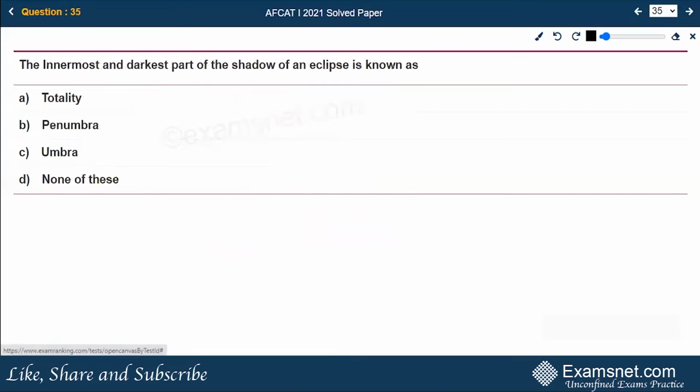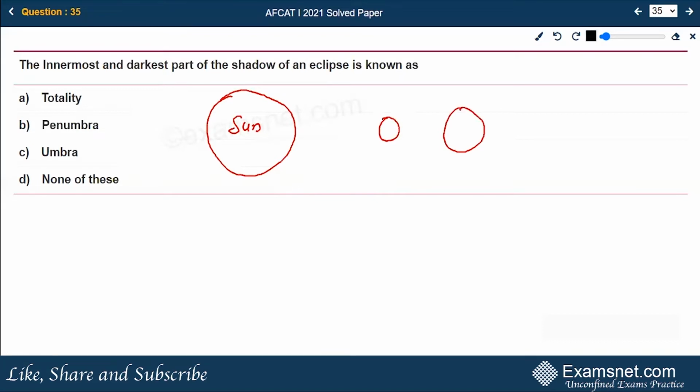Next, question number 35. The innermost and the darkest part of the shadow of an eclipse is known as totality, penumbra, umbra, or none of these? First of all, let's see what this situation means. Like this is the sun, here is the moon, and here is the earth. This is the earth, and this one represents the moon.